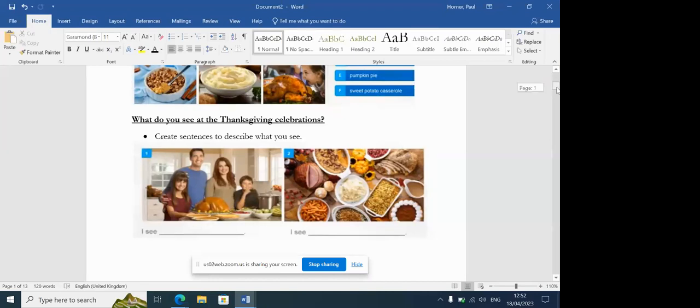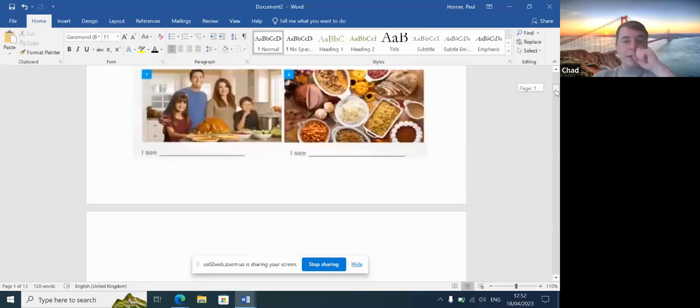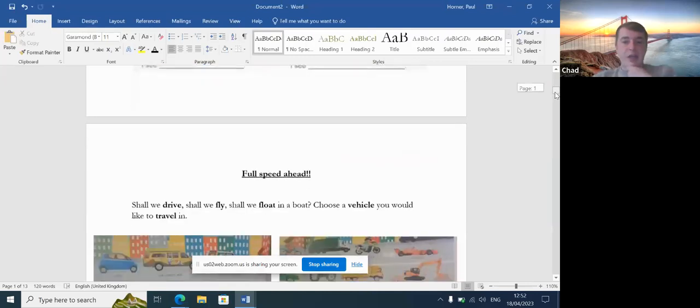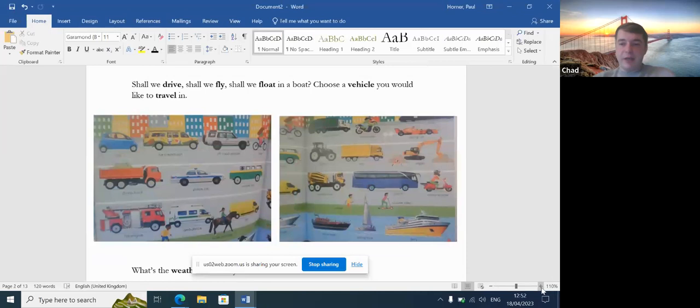A feast. Yes, it's a feast of bread and turkey. Okay, and other things and carrots and whatnot. Okay, moving on then. Right, students, you've done very well. Okay, so this next activity, let me zoom in a little bit.